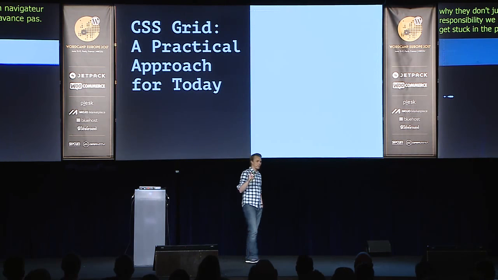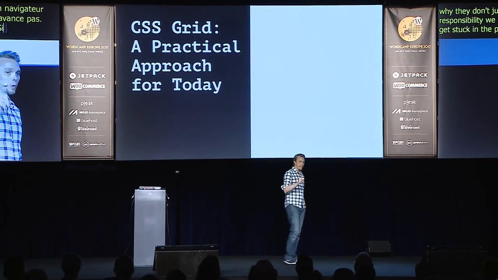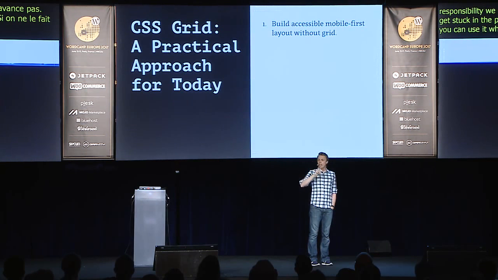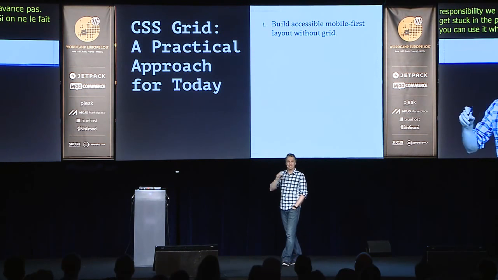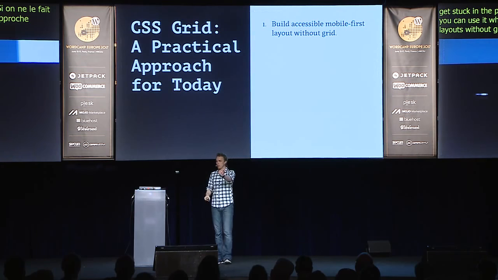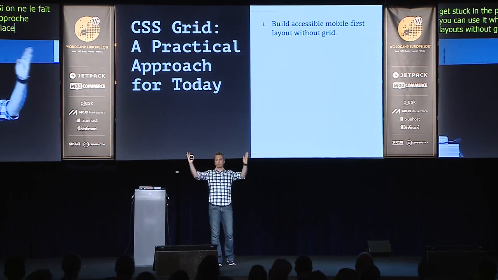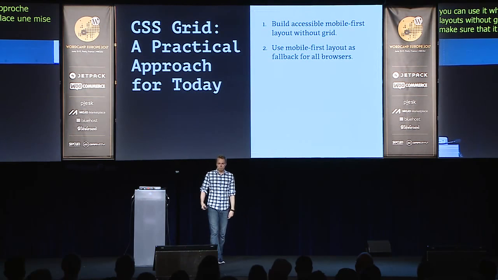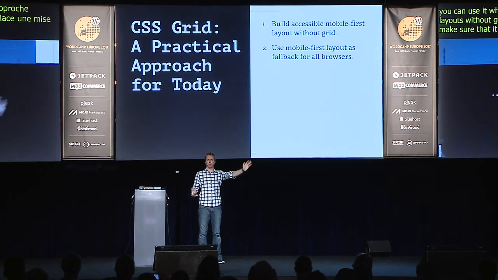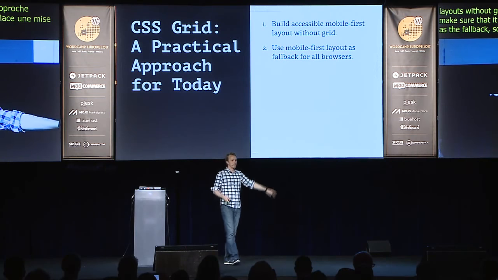So, practical approach to CSS Grid right now, so you can use it when you walk out of this room. First, build accessible mobile-first layouts without Grid. That is your baseline. So make it work on your mobile phone. Make sure that it still works when it's on a widescreen. Then use that mobile-first layout as the fallback. So if everything goes to hell, mobile-first works.